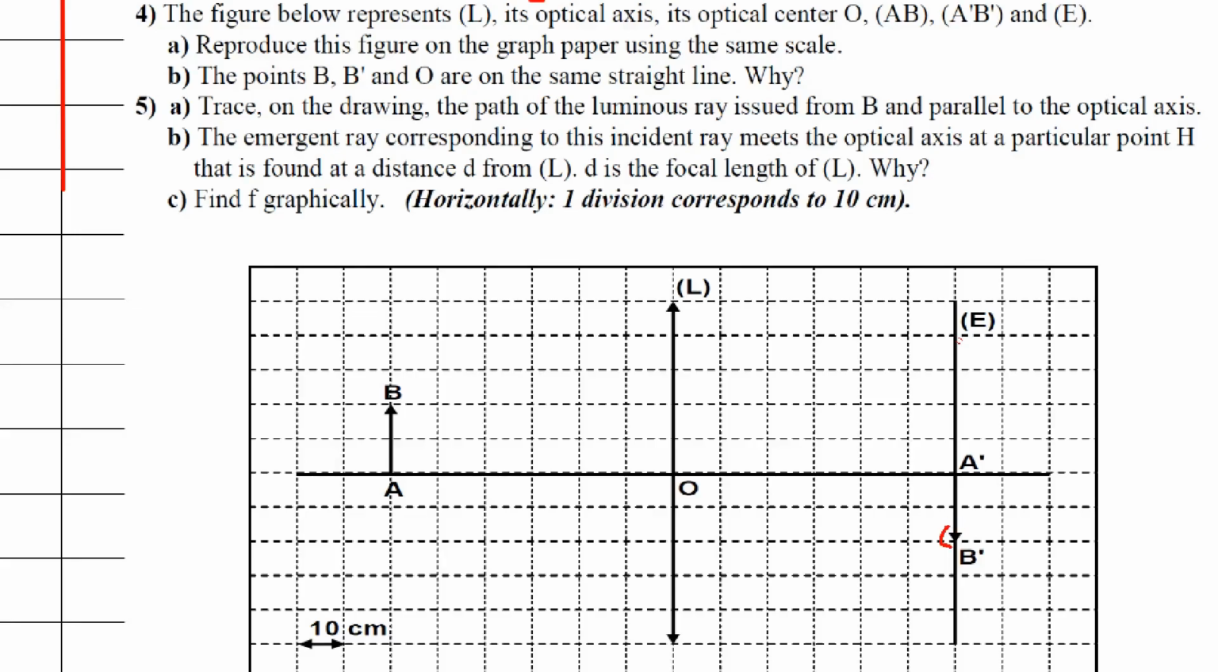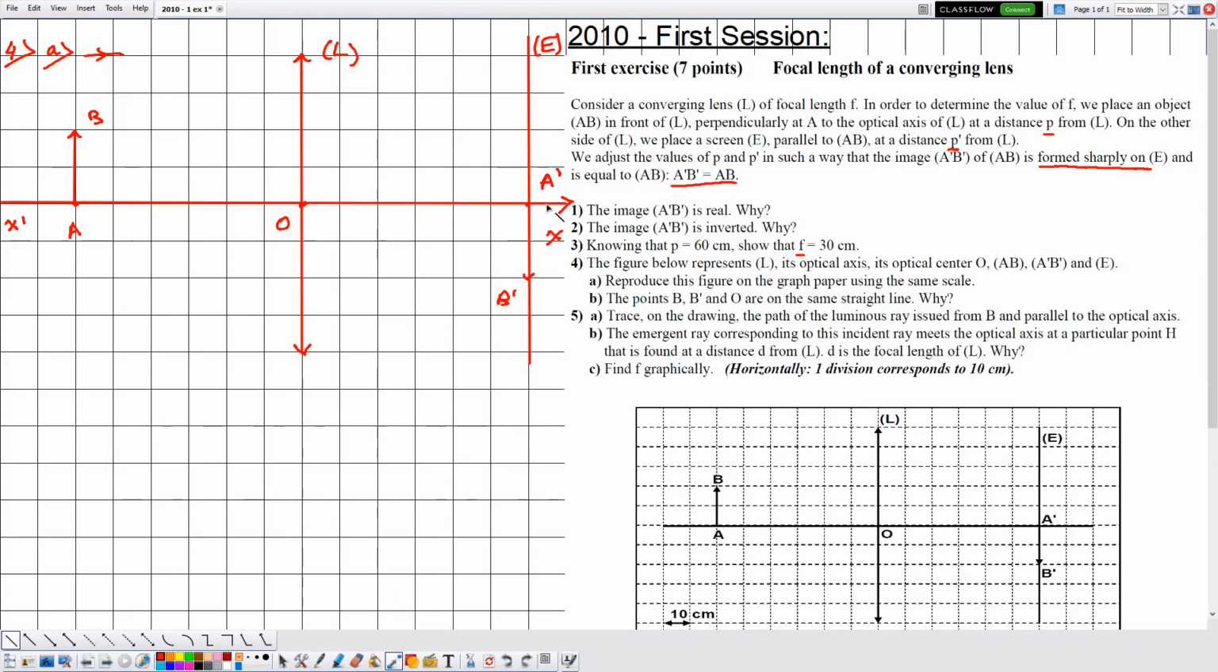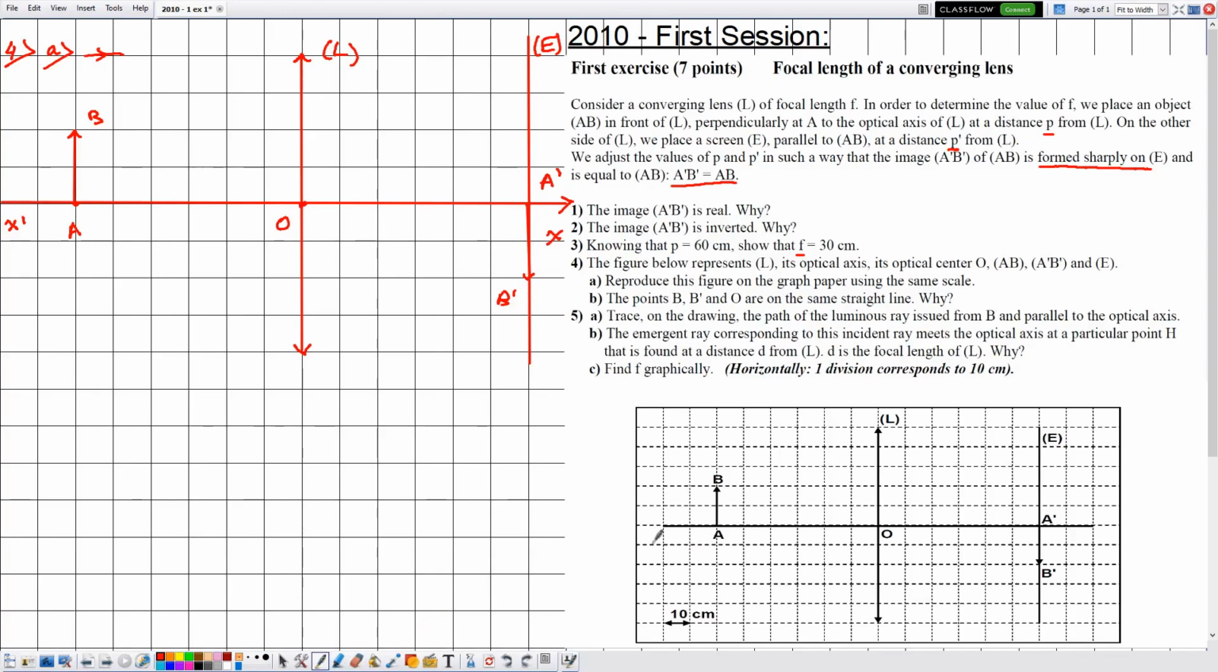Now the point B prime is located 2 divisions below A prime on the screen E. So this is the point B prime. A hat is found on B prime, and now let's trace the image A prime, B prime. And the scale along the x-axis is given by 10 centimeters. So this is it for part A.